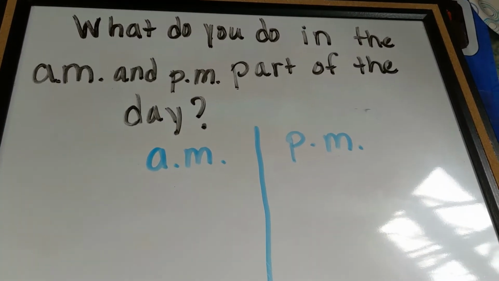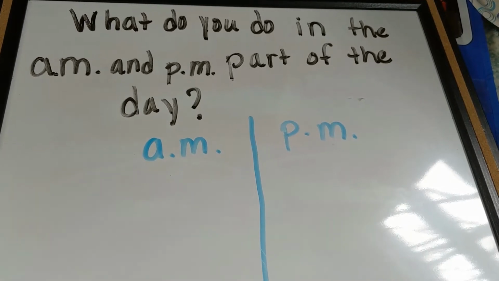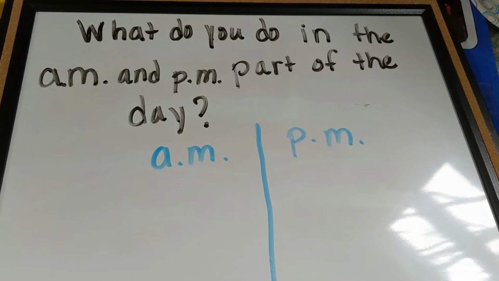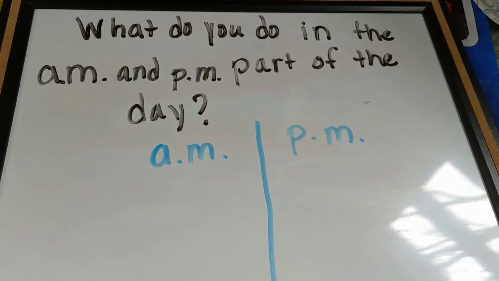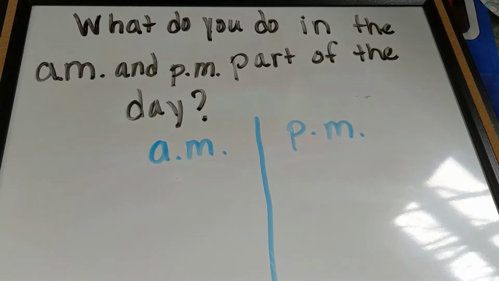Can you think of any more activities that you might do in the morning or nighttime? We all have different routines at home, so especially with the coronavirus and staying home, it might be different than normal. So think about what you do in the day and in the morning time, and we can share those during our Zoom meeting.